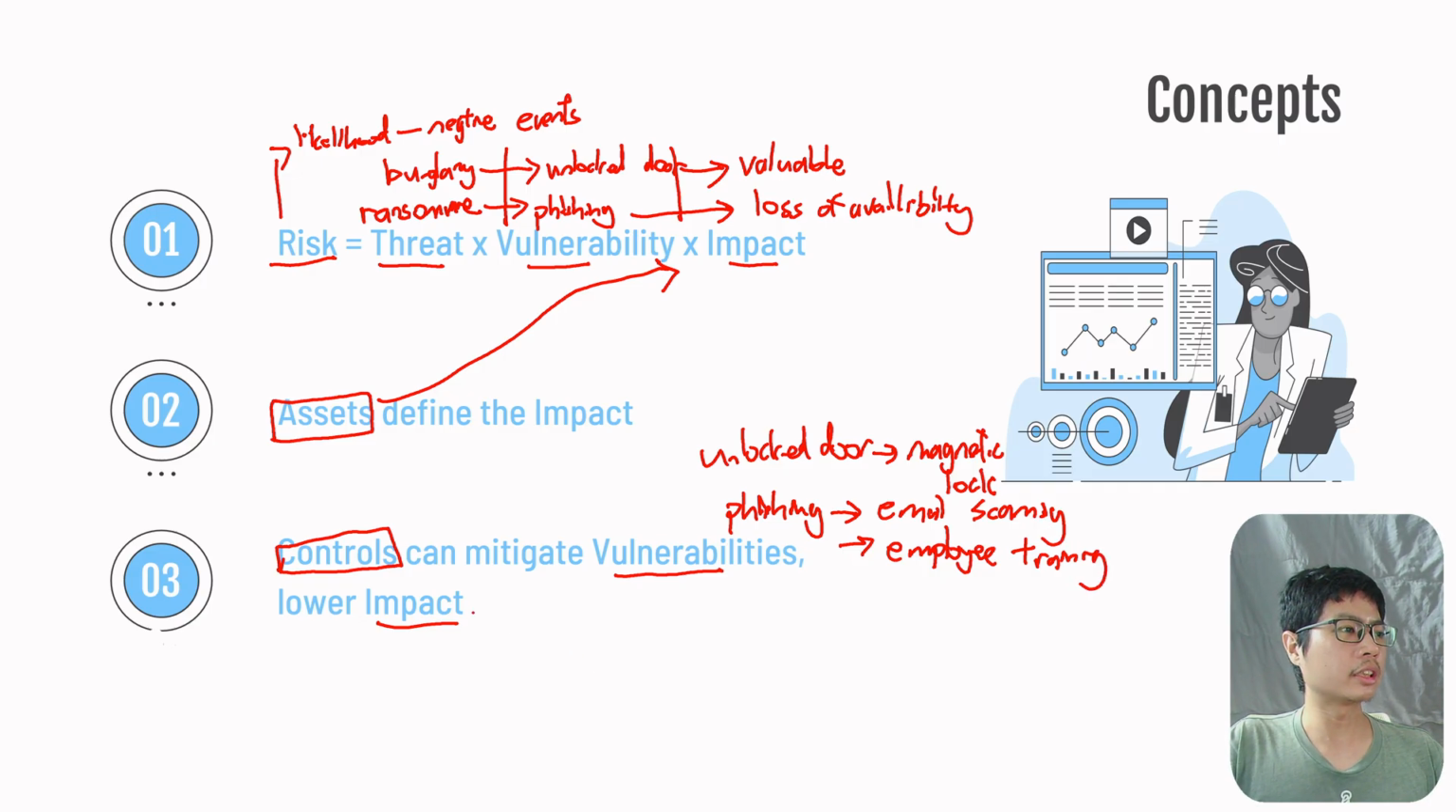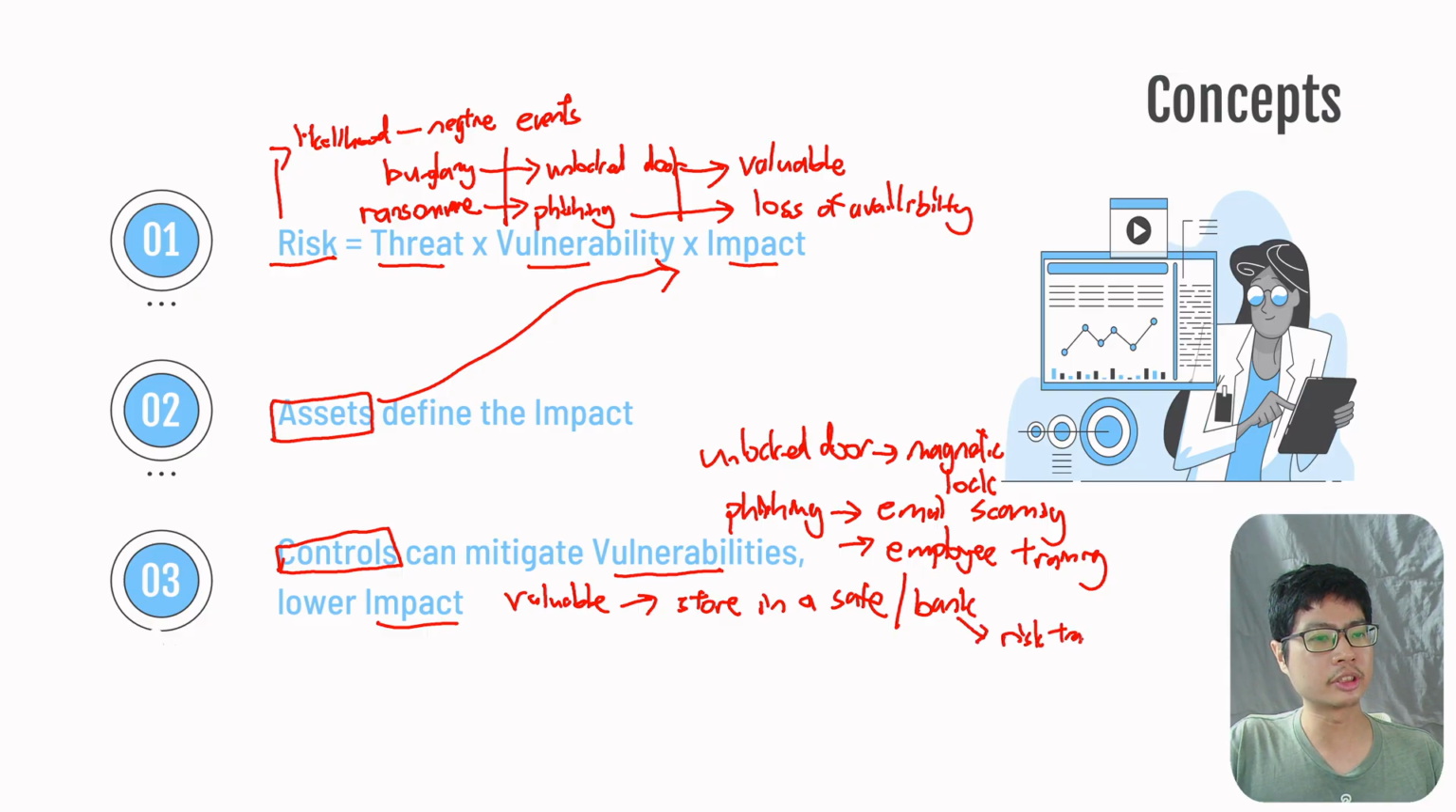And finally, how can we use controls to actually lower our impact? So if we look at the loss of valuables, one way of lowering the impact is to store it maybe in a safe, so that even if a burglar managed to enter the premises, they will still not be able to get to the valuables, or it could even be stored off premises in a bank. And this is something that we'll look at in the next session. This is more of risk transference. We transfer the risk to the bank to help us to manage that risk.